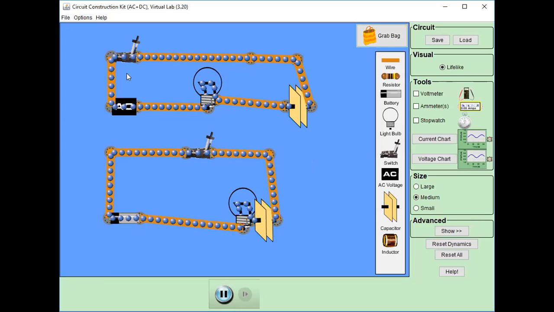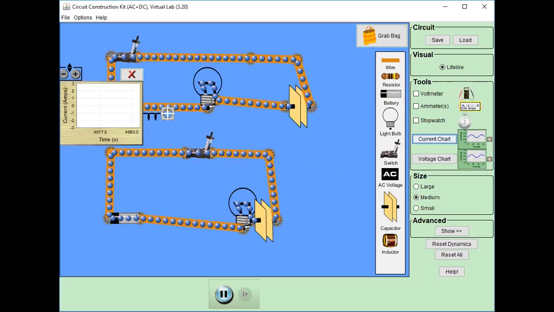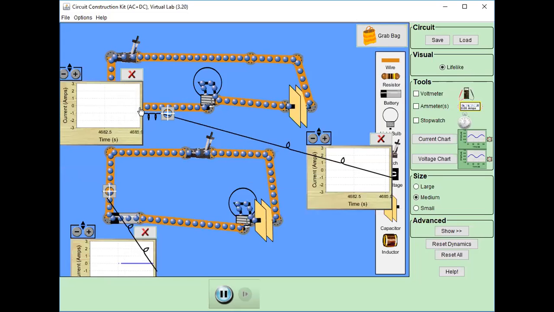All right, now the difference between these two circuits is this one is powered by the AC generator. Here, I'm using a DC current supply. So it's like a AA battery. Here, this is the alternating current source. Now, I can use a current chart here. So I'm going to measure the current going through this circuit. And also here, I'm going to measure the current going through this circuit.